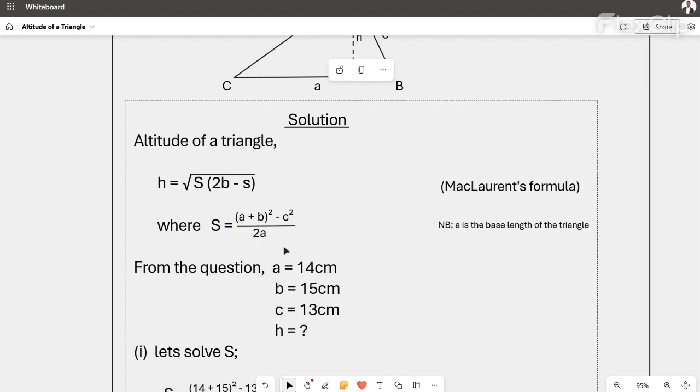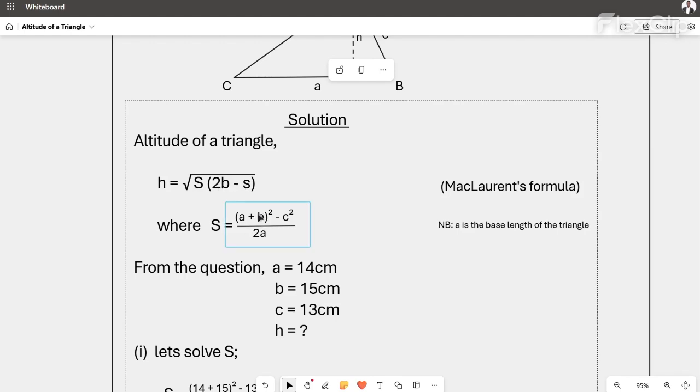In this formula you're looking at here, any value that you use as the base, as A here, is the base length of the triangle for which you are finding the height. And secondly, the value used as B when solving for S is exactly the same value you will use for B here when solving for H. So don't mix that up or change that, so that you will not arrive at the wrong answer.